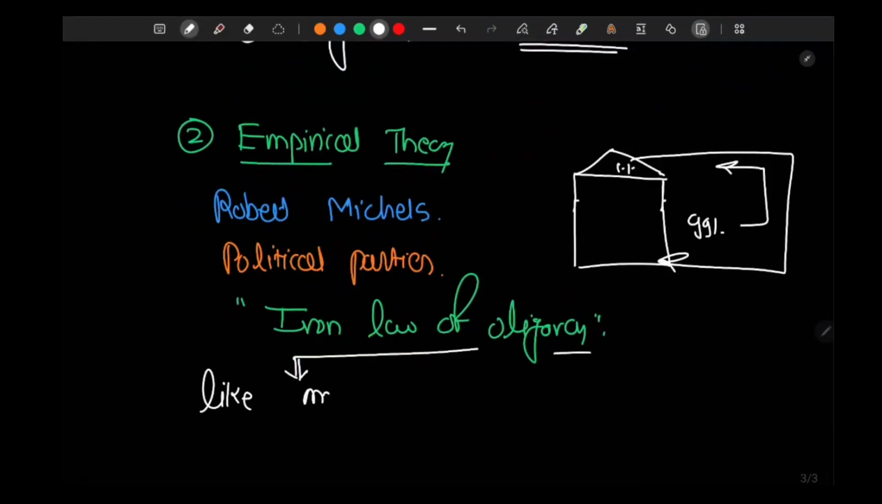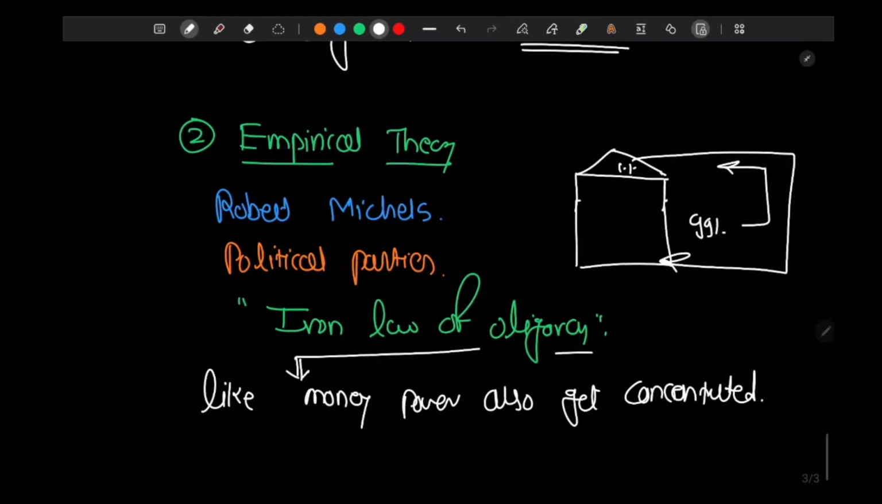Like money, power also gets concentrated. This is the idea. Lenin says that party structure should be pyramidal with broad base. Michels says that it may be pyramidal with broad base, but after a point of time, 99% will not have power. Power will be concentrated with 1% of the people. This is the idea, right? Robert Michels' theory is basically a criticism of Lenin's theory of political party.